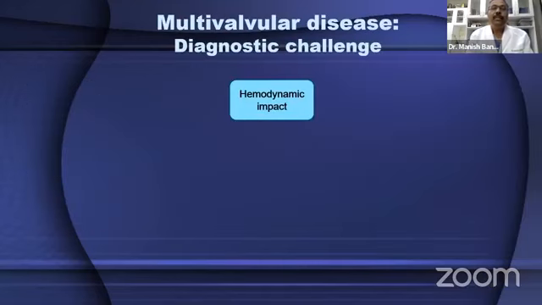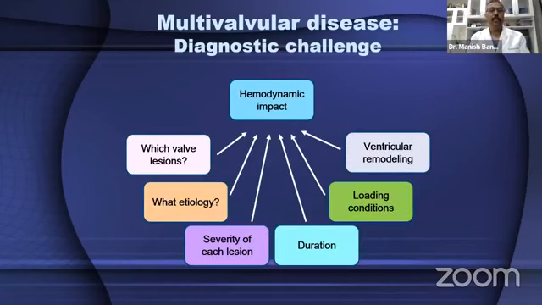So in patients with multivalve disease, the diagnostic challenge occurs because the hemodynamic impact of the lesions is quite variable, depending on a number of factors, like which valve lesions are there, what is the etiology of the valve lesions, what is the severity of each lesion, duration of the valve disease, loading conditions like blood pressure, and how the ventricle, especially the left ventricle, has responded to those changes. So all these determine the overall hemodynamic impact of the valve lesions, and that determines the accuracy of various diagnostic criteria that we use.